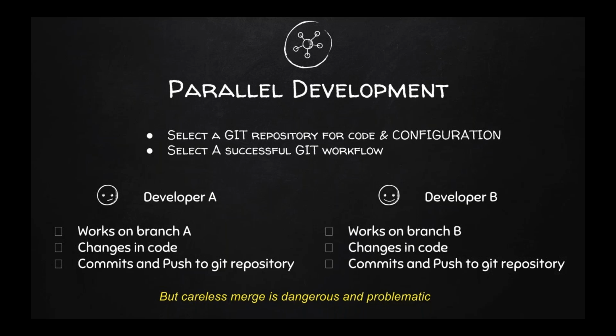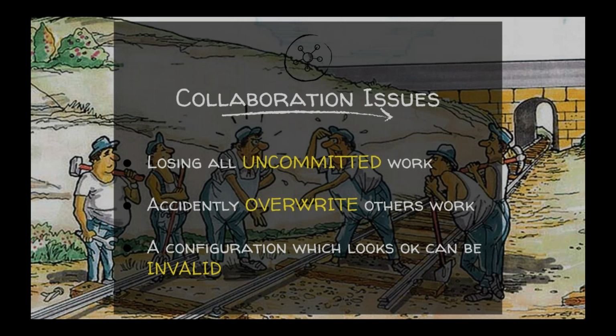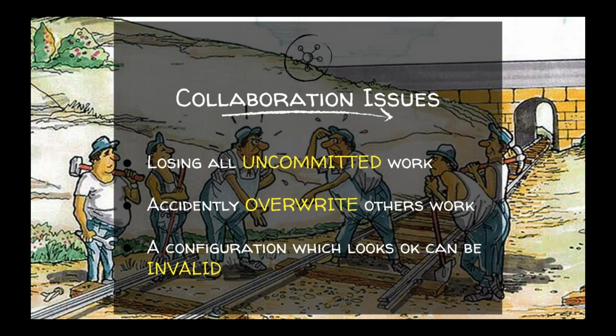Now both the developers are working on different branches. They change their code and push the code into different branches. Now to get all the code in one place, you'll merge these branches. While merging these branches, the main thing comes. You need to be very careful while merging. If you do not merge carefully, you can lose all your uncommitted work. You can accidentally overwrite others' work as well. And even if the merge is successful, there can be a problem where configuration becomes invalid for Drupal. For Git, they may be straightforward, but for Drupal, they'll be invalid.